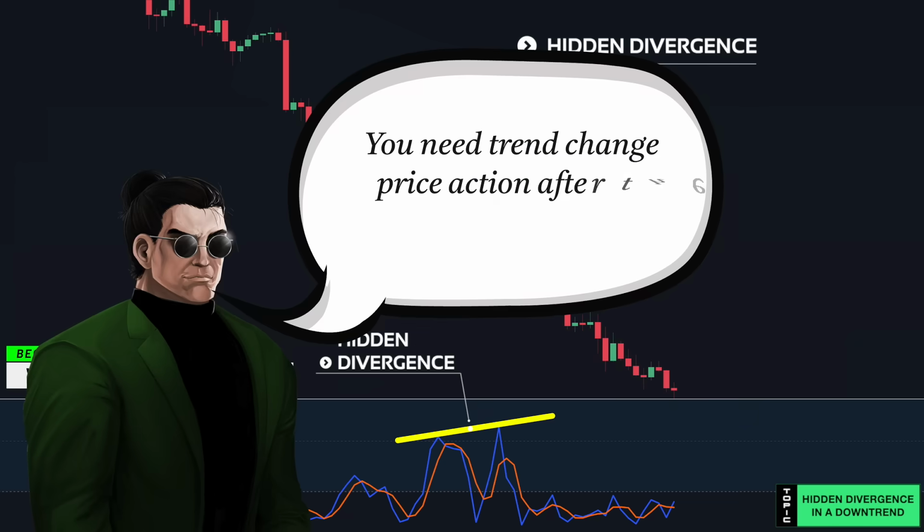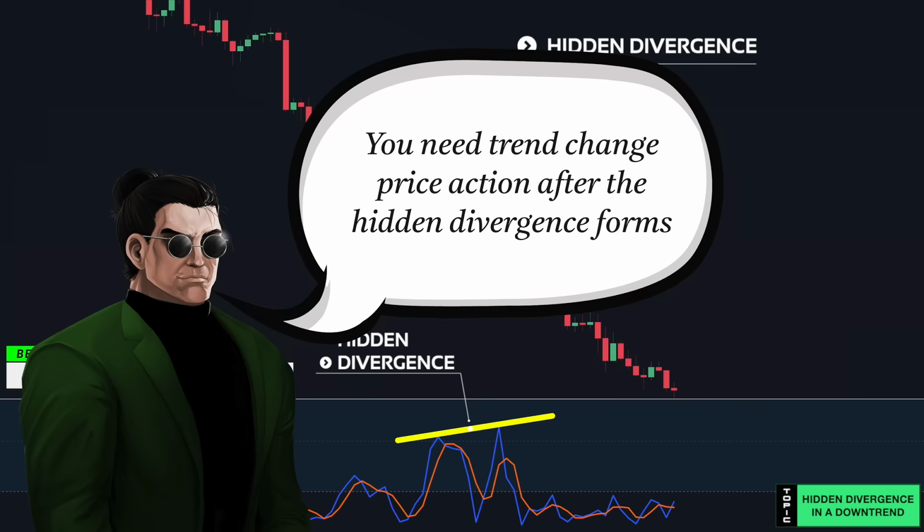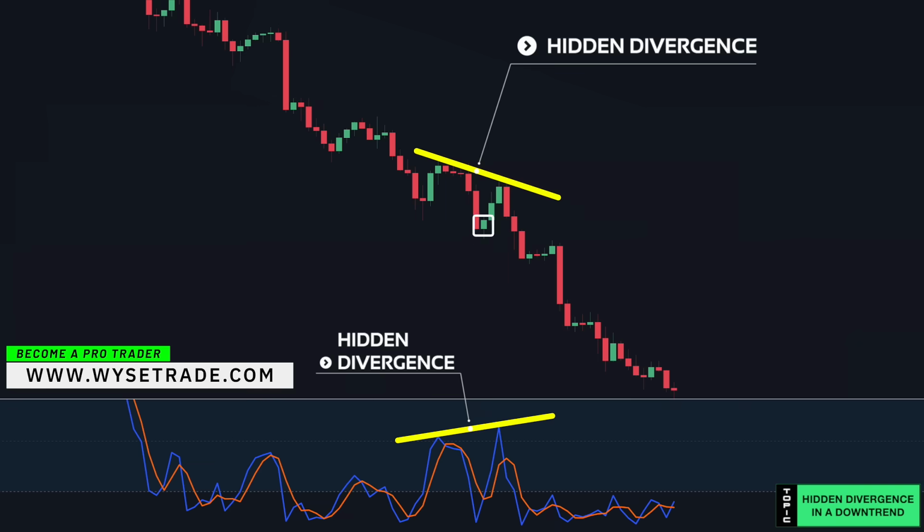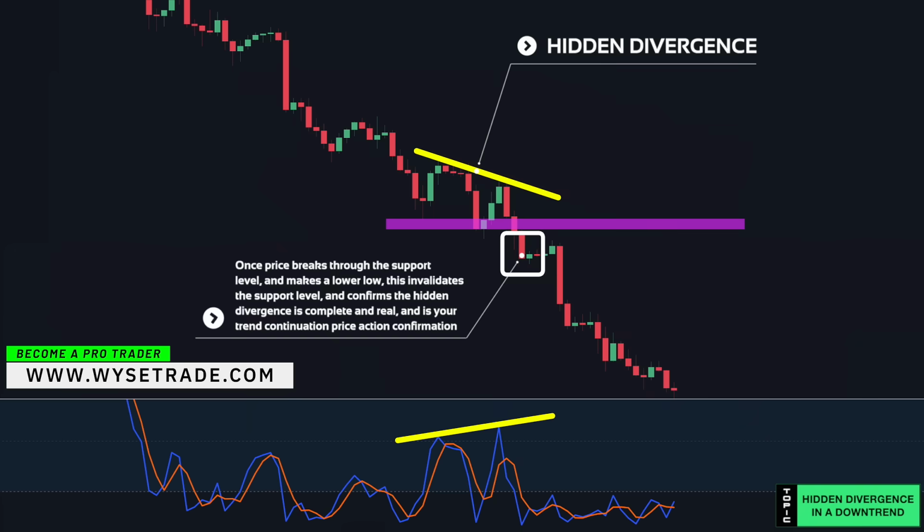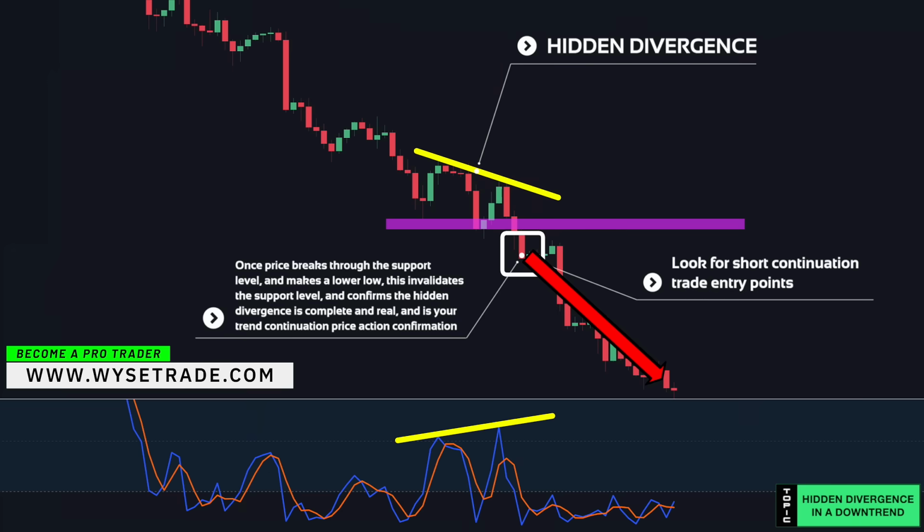As always, you need trend change price action after the hidden divergence forms. This reversal point here creates a support level. Once price breaks through the support level and makes a lower low, this invalidates the support level and confirms the hidden divergence is complete and real, and is your trend continuation price action confirmation, and is then when you would look for short continuation trade entry points.